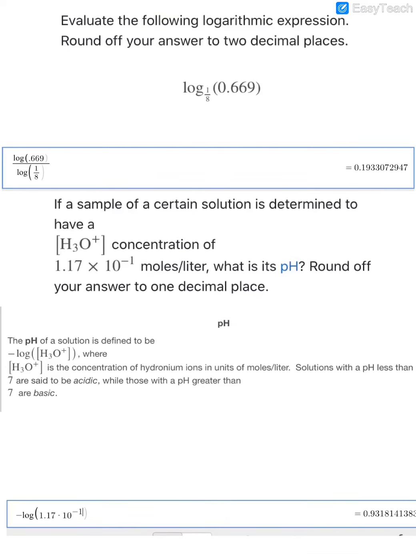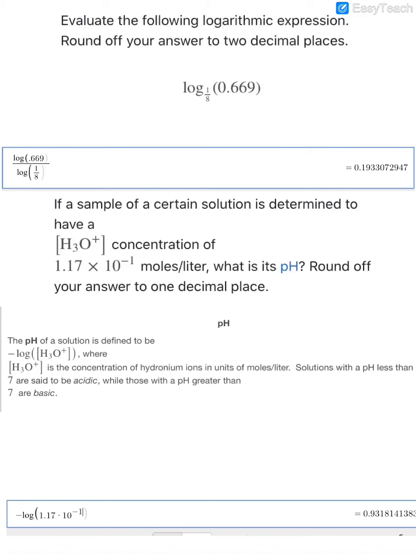In this video, we are going to look at some applications of logarithmic functions. So the first problem that I want to look at is how you actually evaluate a logarithmic expression if your base is something other than 10 or the natural logarithm, which has a base of e.